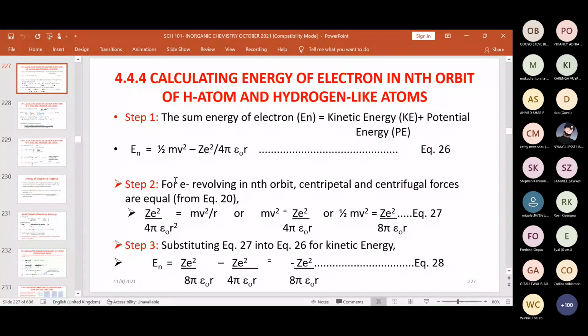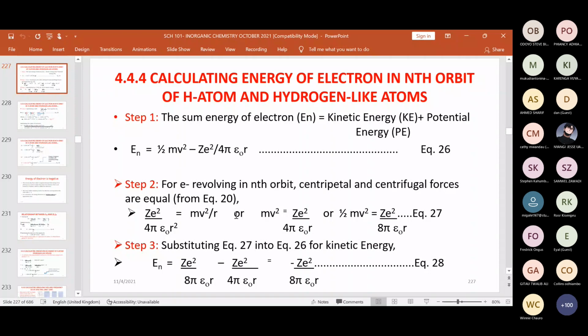So we go to step 2. We know that as the electron is in a particular orbit, it is acted upon by two equal forces, which are the forces of attraction and the forces of repulsion. In other words, centripetal force and centrifugal force. Since these two forces must be equal, we get the equation for centripetal force equal to centrifugal force, which are Z e squared over 4 pi permittivity R squared is equal to mv squared over R.